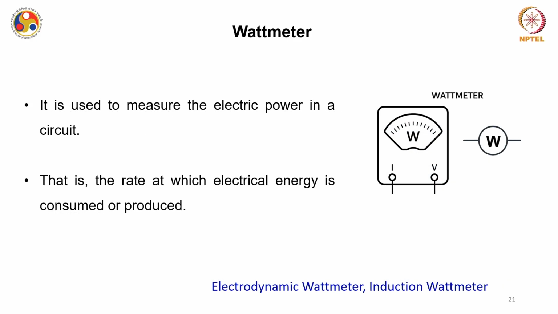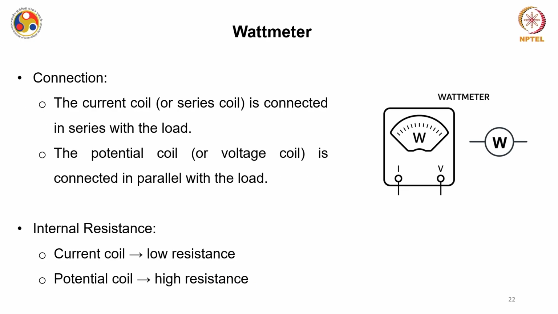Similar to the ammeter and voltmeter, we can also have wattmeters, and these wattmeters are used to measure the electrical power in a circuit. It means that the rate at which electrical energy is consumed or produced can be measured using wattmeters. In this module particularly, we will discuss electrodynamic wattmeters and induction wattmeters if the time permits.